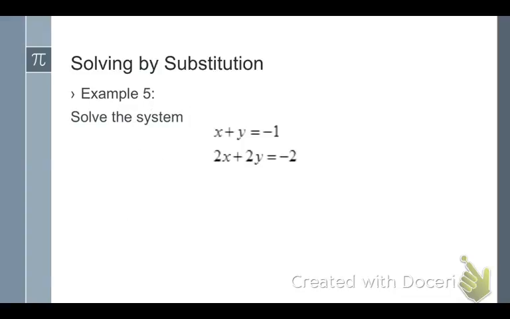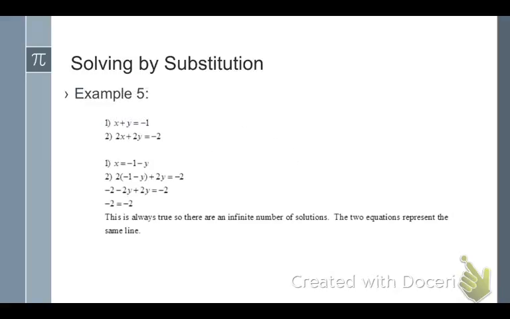So here is the one where we got infinite solutions, and let's see how the algebra works out. Now, what we recognized in the last slide was that this second equation is just the first equation multiplied by 2. So I number my equations. I solve the top one for x. So first equation I solve for x, and then in the second equation there's x, and I substitute.